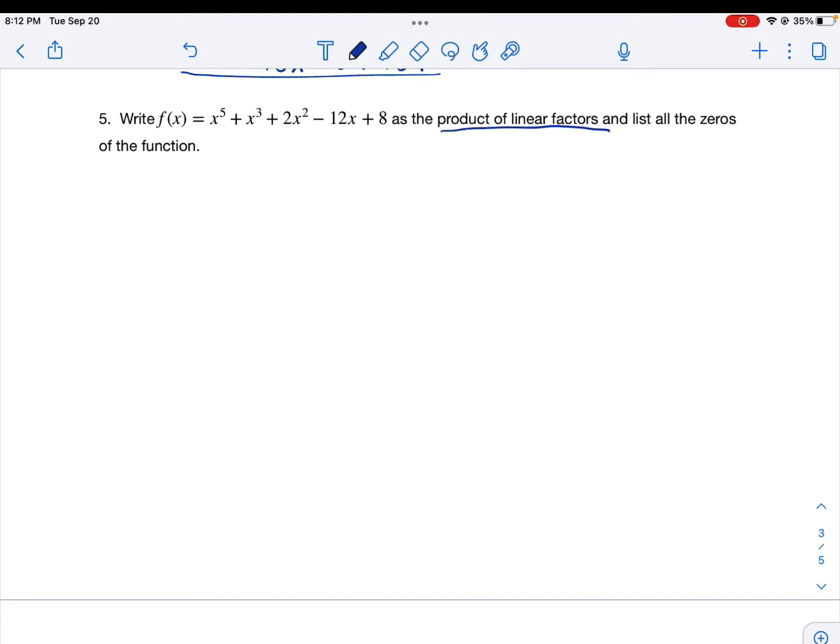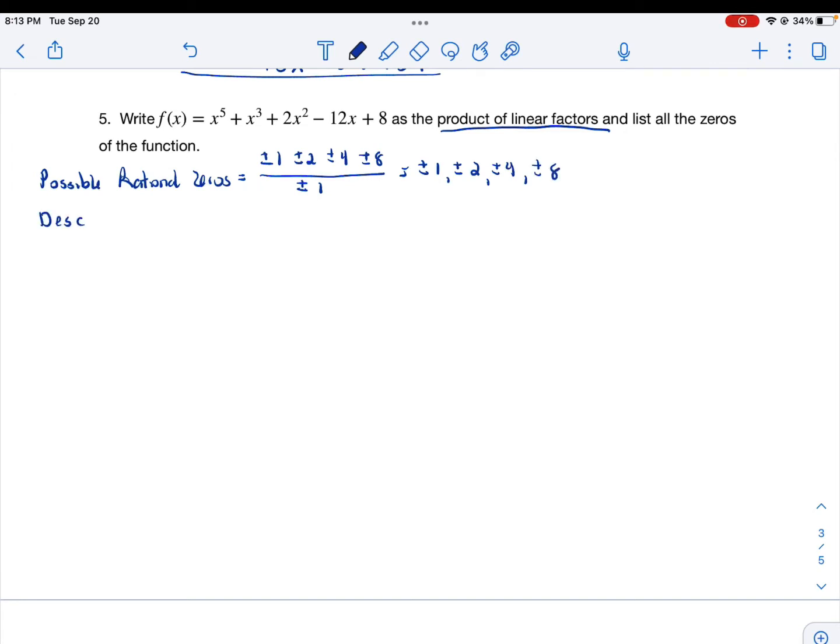So I want to rewrite f of x as a product of linear terms and list all the zeros. I'm going to start with finding the zeros first. Before I do that, I'm going to use the tools I've learned today to limit my choices, starting with the possible rational zero test. The factors of 8 are 1, 2, 4, and 8, and the factors of 1 are just 1. So that's plus or minus 1, plus or minus 2, plus or minus 4, plus or minus 8. So I now have 8 choices.